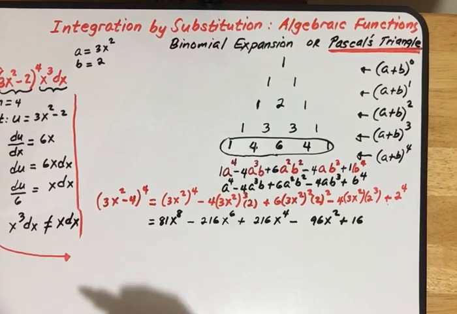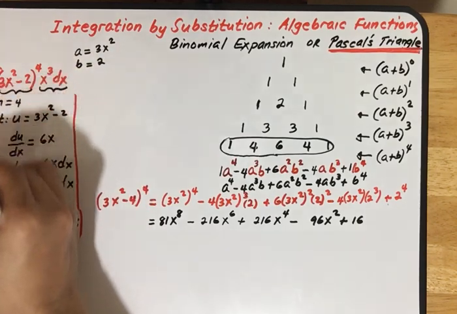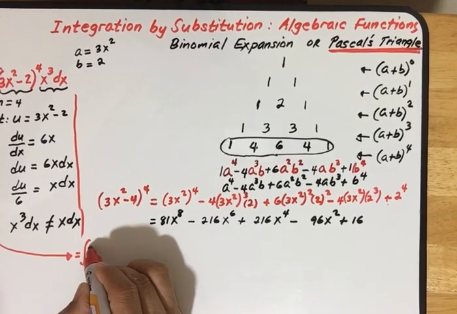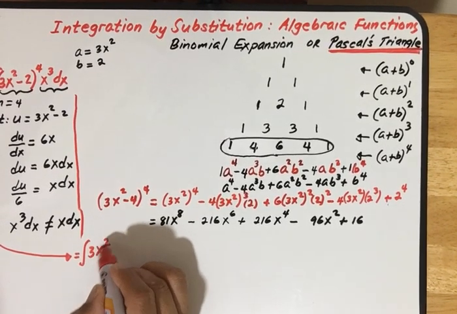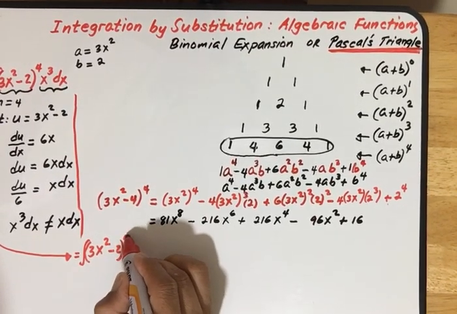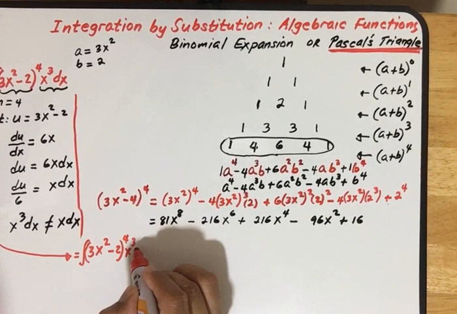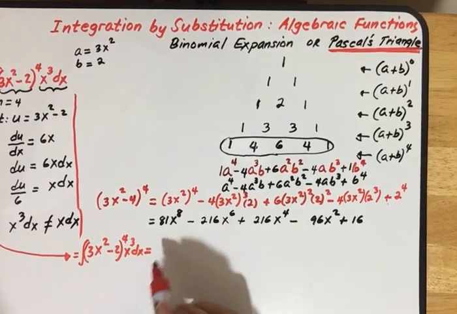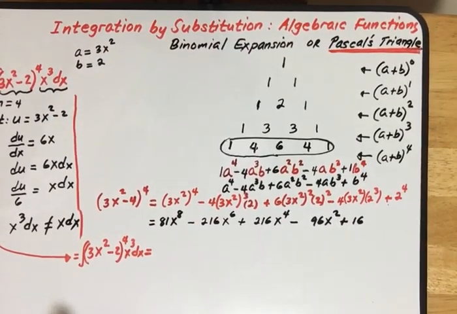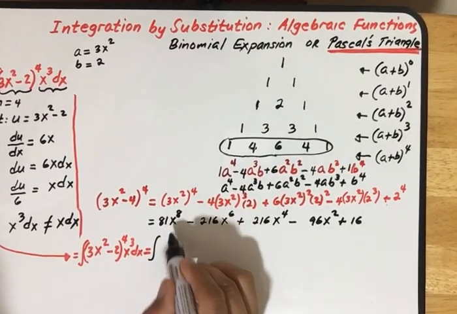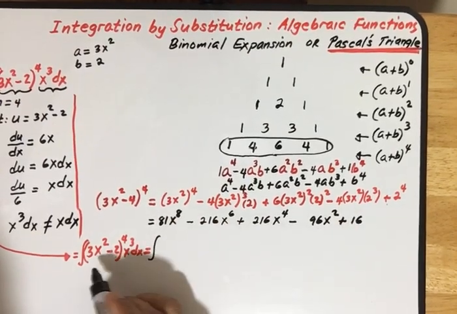So now let us rewrite this one. From the given, I will write it here. So equals the integral of 3x to the power 2, then minus 2 to the power 4, then x cubed times dx. This is equal to, so instead of writing this, you just write this expansion. So of course you copy this integral sign, so you write all this because this one is equivalent to this one.